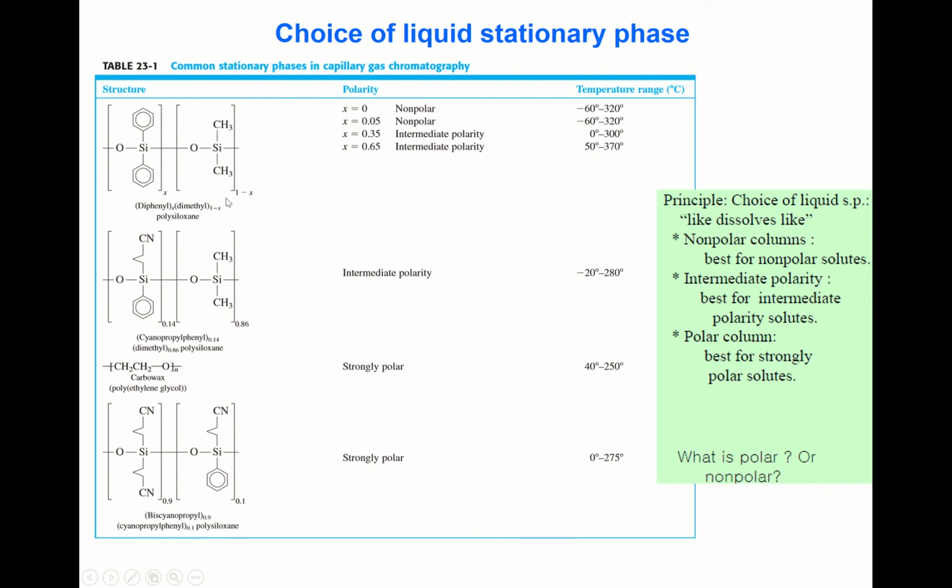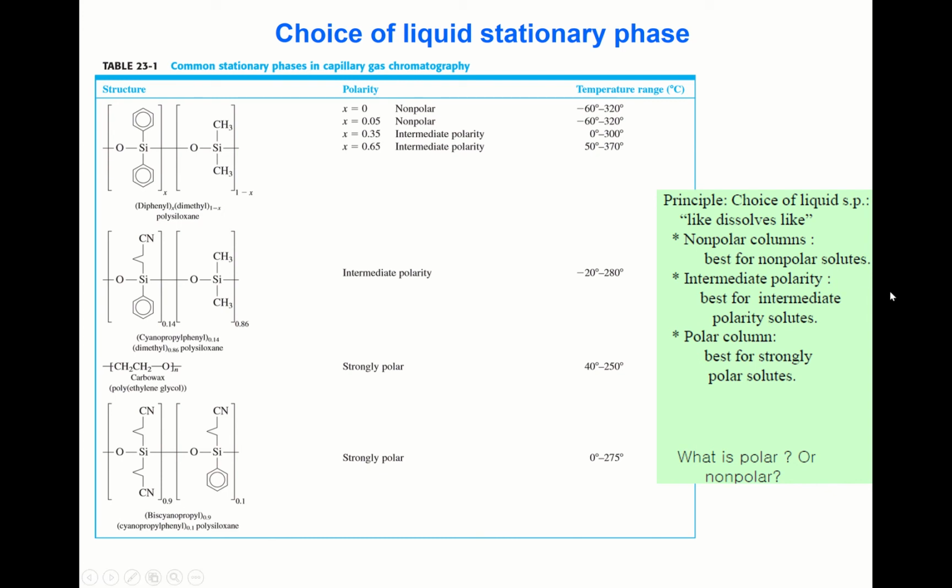This is a very commonly used stationary phase, and depending on this x value, the polarity changes. The usable temperature range also depends on this x. When x is zero, there is no this one, and it has only this part, and this is a very strictly non-polar column.